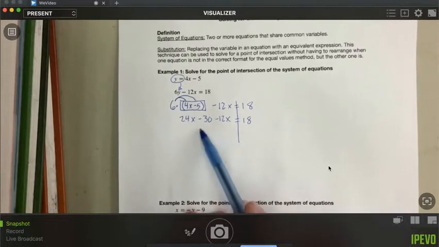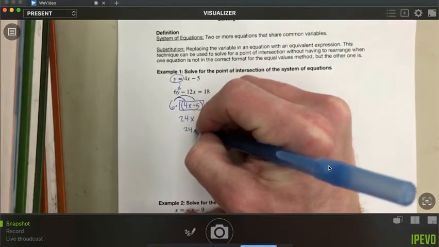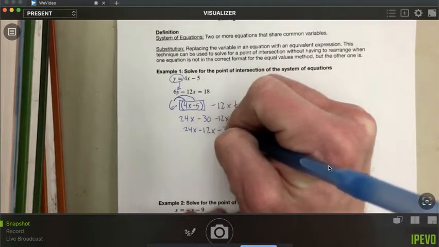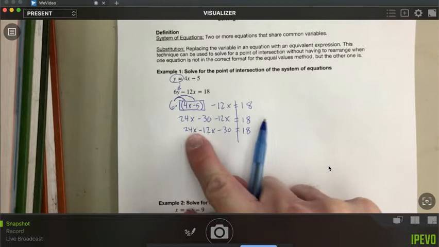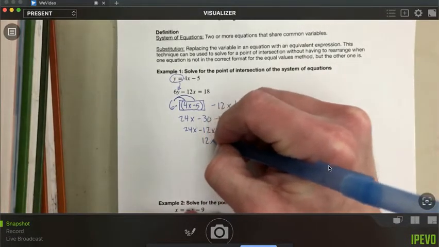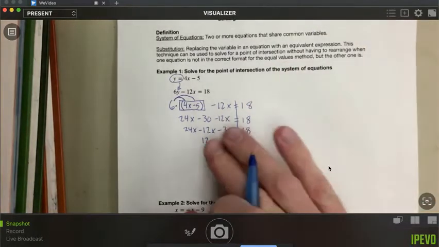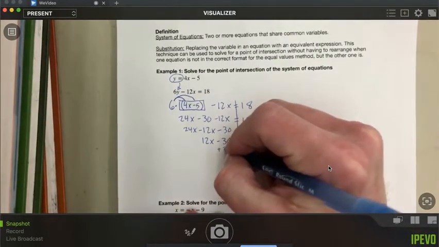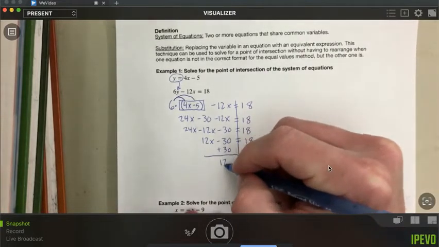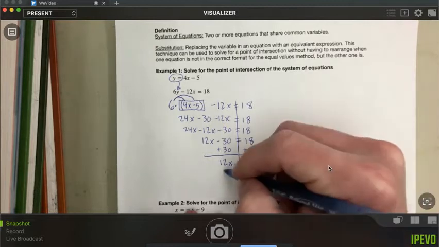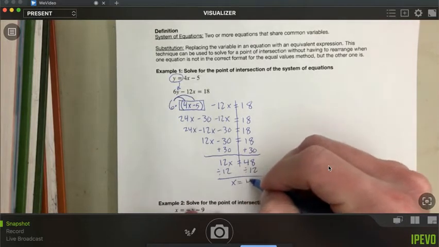If I look at this side now, I can definitely do some more simplifying. If it helps you, I'll do a quick rearranging just to put the x's together. This isn't a necessary step, it's just clarifying the simplifying. 24x minus 12x will conveniently be 12x. Now I've simplified this side as much as I can. Let's add 30. Now I'm left with 12x equals 48. Divide by 12. And now I have x equals 4.